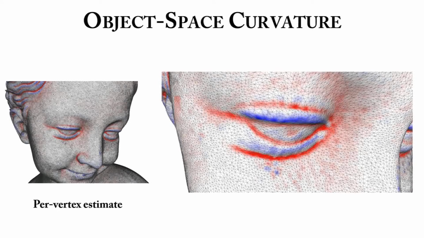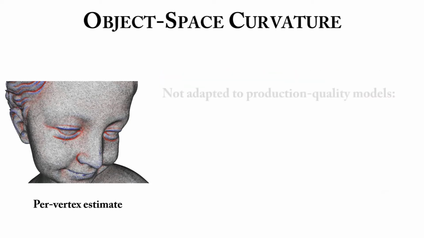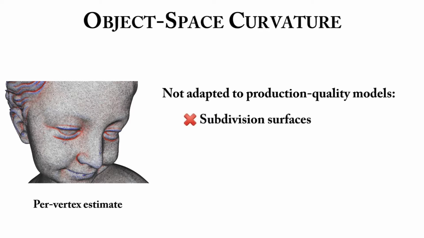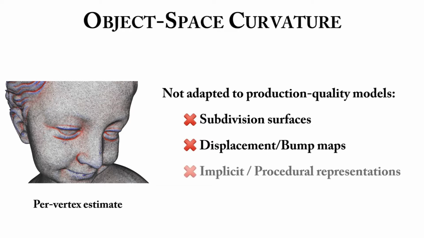However, existing methods that compute curvature in object space rely on mesh-based surfaces and work at the vertex level. Consequently, they are not well adapted to production quality models that rely on either subdivision surfaces with displacement and bump maps, or on implicit and procedural representations. In practice, they would require a view-dependent scene discretization at each frame to adapt geometry to visible details and avoid aliasing artifacts.